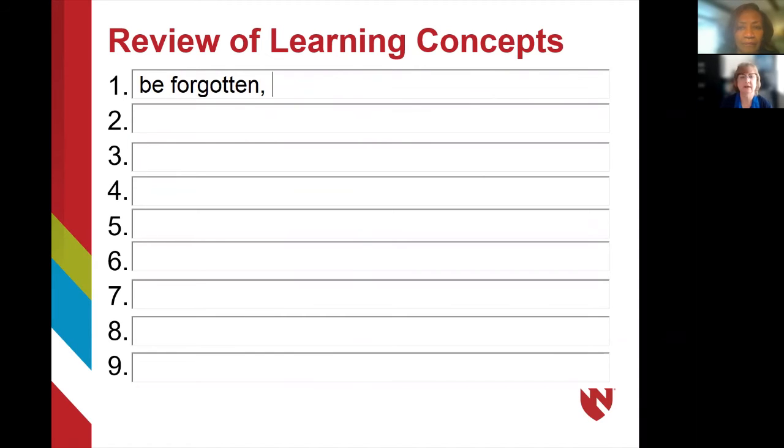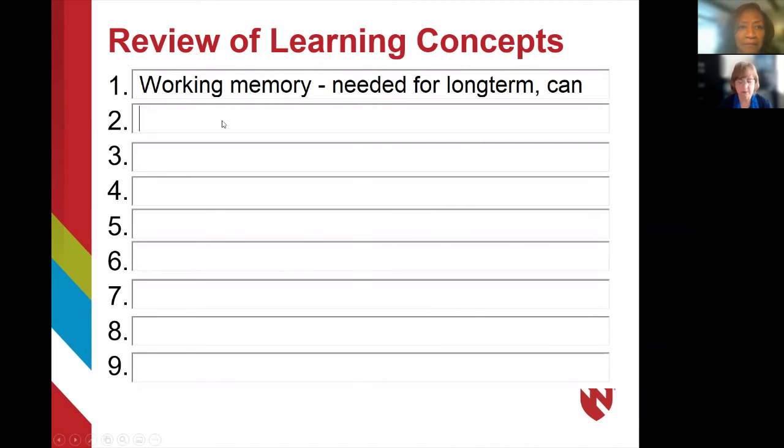Is it limited or unlimited? What do you think? Working memory. Is it unlimited? Unlimited, thank you. No, it's limited. It only has about 4 slots in working memory for us to be thinking about a particular topic. So that's working memory. What do we know about a neuron?